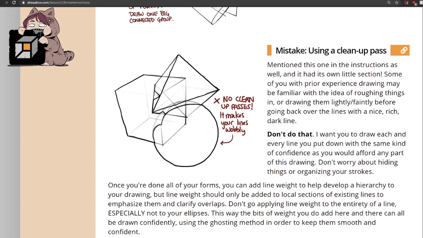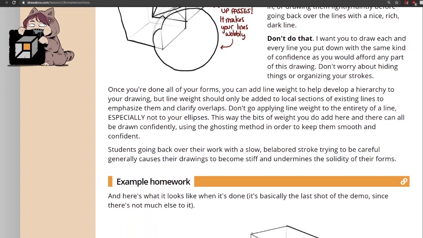Don't worry about hiding things or organizing your strokes. Once you've done all of your forms, you can add line weight to help develop a hierarchy to your drawing, but line weight should only be added to local sections of existing lines to emphasize them and clarify overlaps. Don't go applying line weight to the entirety of a line, especially not your ellipses. This way, the bits of weight you do add here and there can all be drawn confidently using the ghosting method in order to keep them smooth and confident.